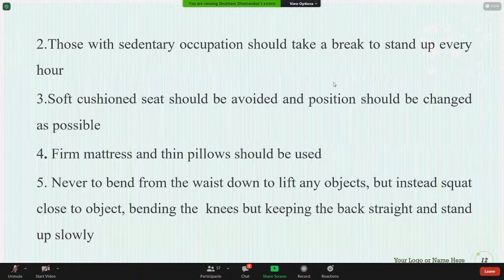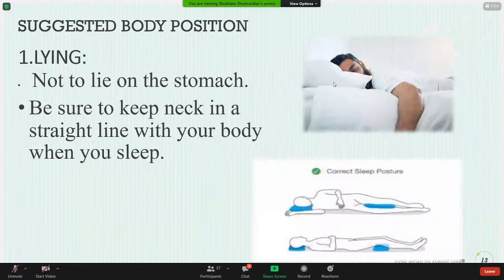There are certain suggested body positions. First is lying. We should not lie on the stomach. Be sure to keep the neck in a straight line with your body when you sleep. As you can see in the pictures shown on the monitor, we should not sleep on our stomach side. We should sleep straight in such a position that our neck is in a straight line with our body.